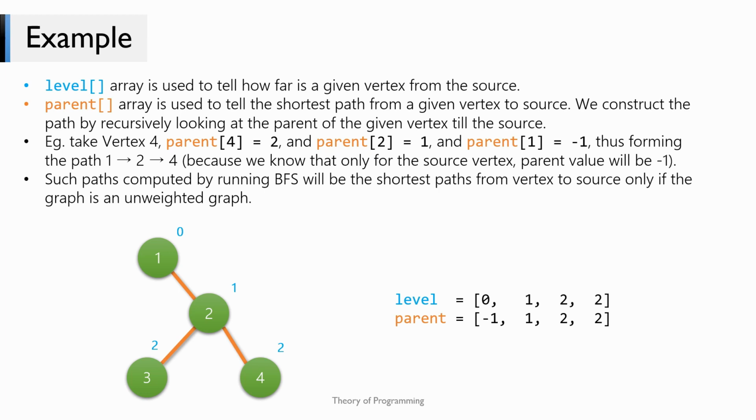Example, take vertex 4. Parent of vertex 4 is 2, and parent of vertex 2 is 1, and parent of vertex 1 is -1. Now, only the source node will have its parent as -1. So this forms the path 1 to 2 to 4. Remember that these paths will be valid shortest paths only if the graph is unweighted. If your graph is weighted, you'd have to use algorithms like Dijkstra's algorithm or Floyd-Warshall algorithm.